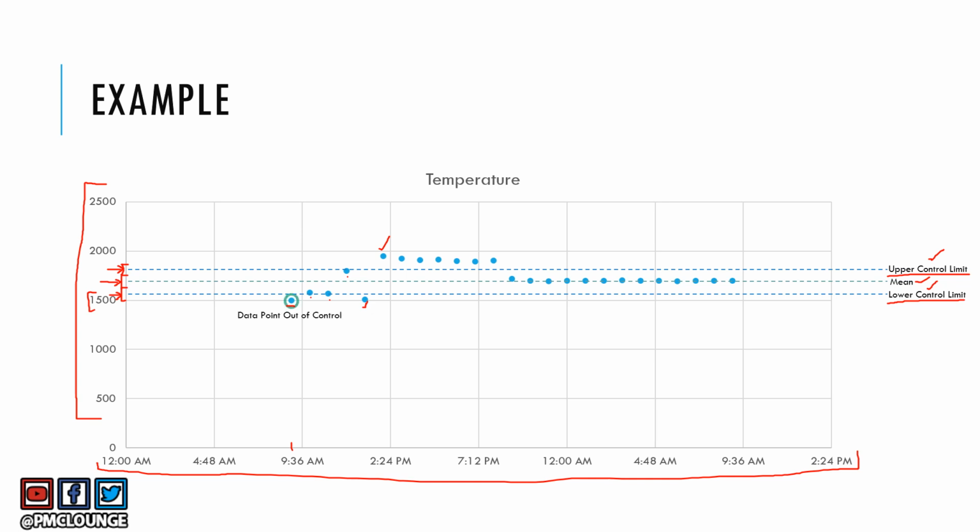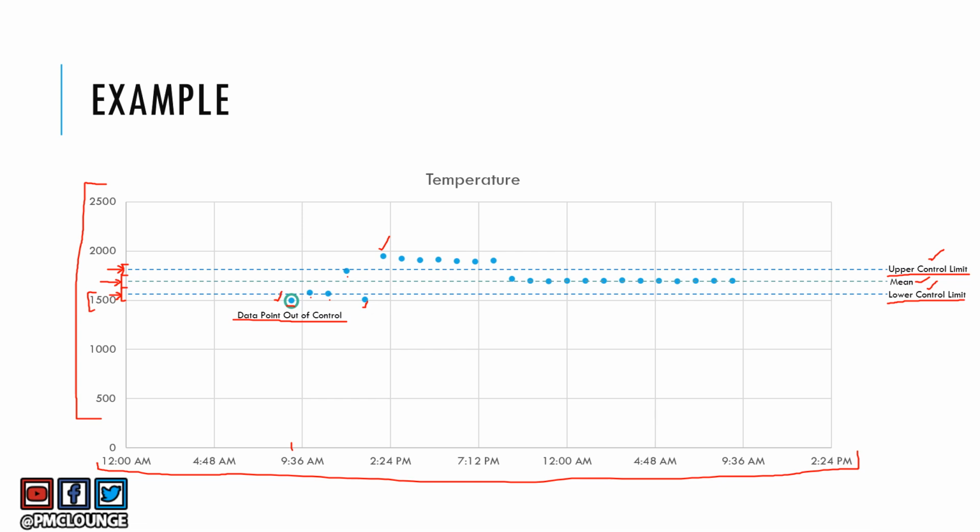First and foremost, data point out of control. So you have one temperature reading which is below the lower control limit, and even if it was above the control limit, this is known as a data point that is out of control. Now when this happens, we say that the entire process is out of control.